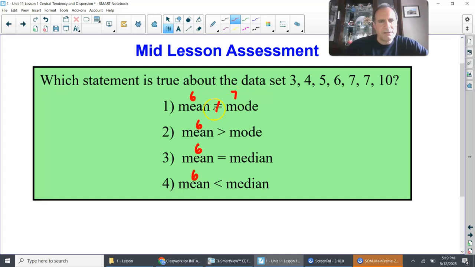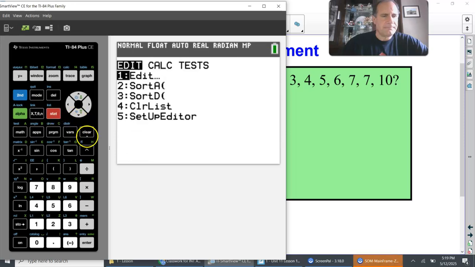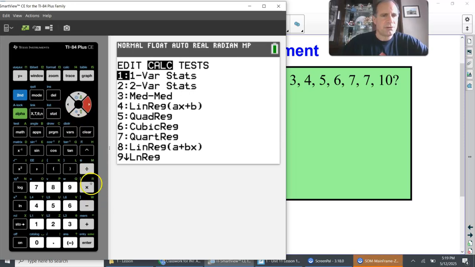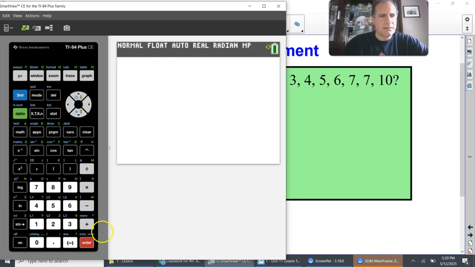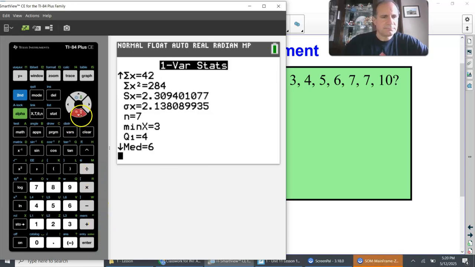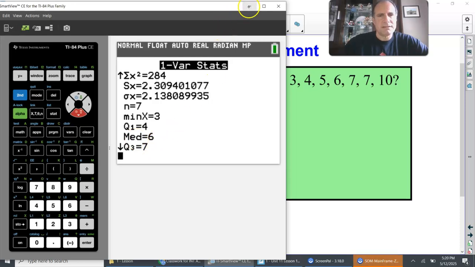Does this equal this? No, it does not. So we could get that out of there. Does the mean of 6, is that greater than 7? No, it's not. The mode is not asked again. So we're just going to go for the median. And the way we get there is just go to calc and leave it on 1 var stats and press calculate. The median is 6.